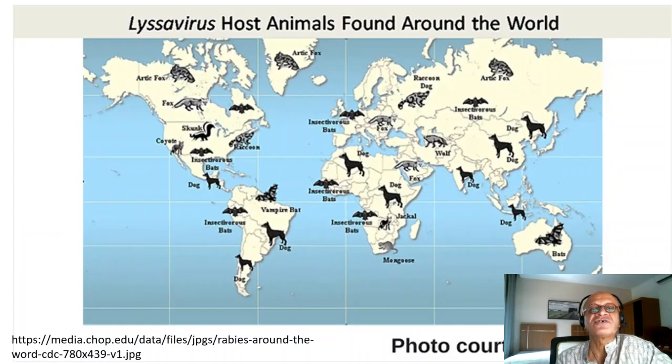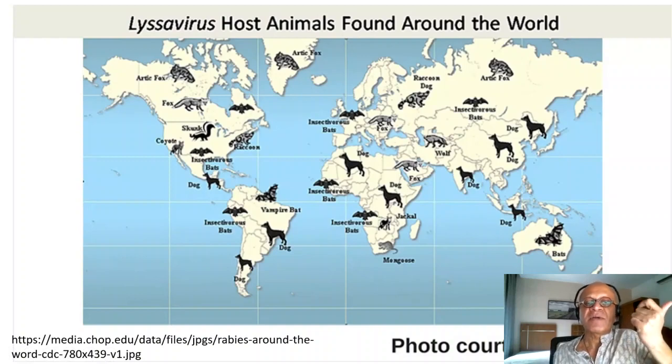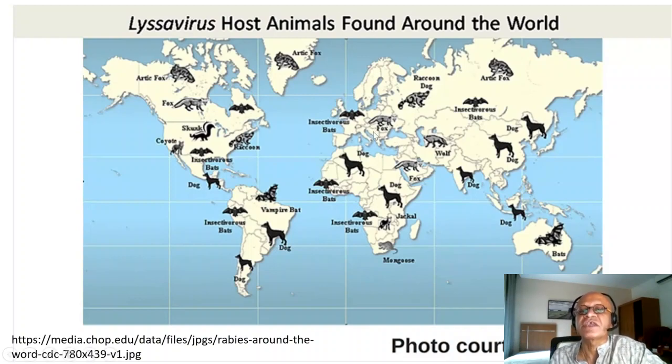The Lyssavirus hosts are animals found around the world: Arctic fox up in high latitudes, raccoons, dogs, foxes, bats, skunks, coyotes, insectivore bats, dogs, vampire bats. Bats are usually frugivores or insectivores, but vampire bats are the ones that feed on the blood of mammals, and they obviously got a bad reputation as well, a scary reputation as well.